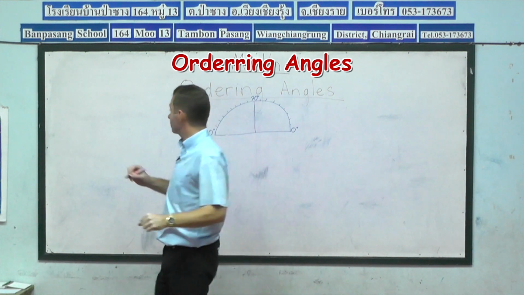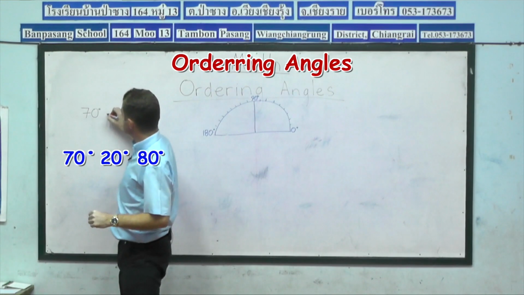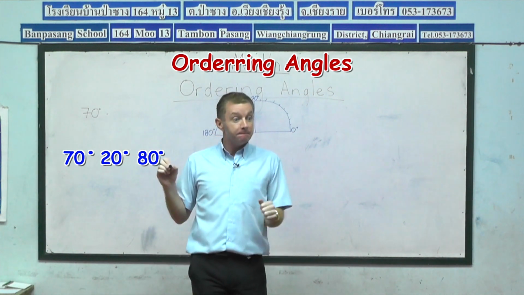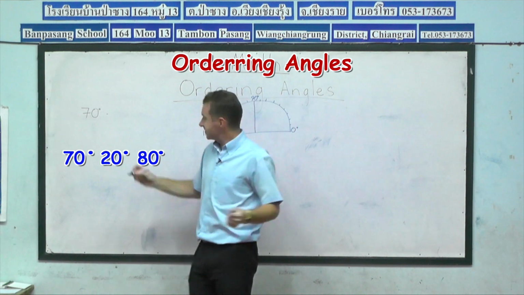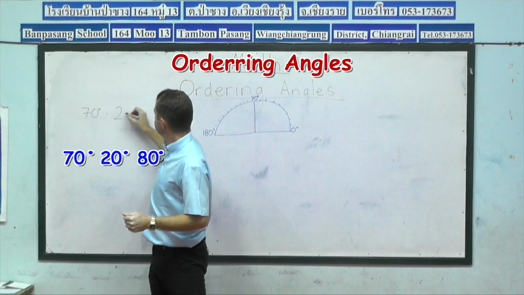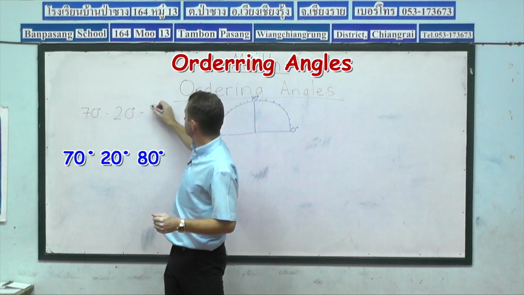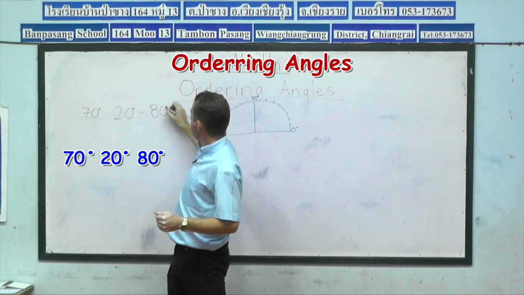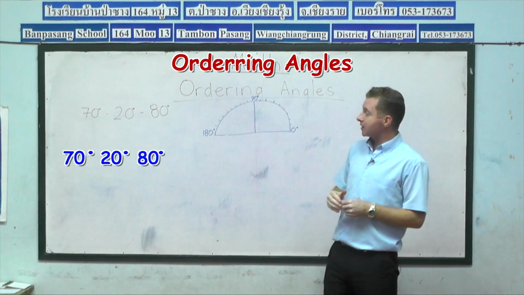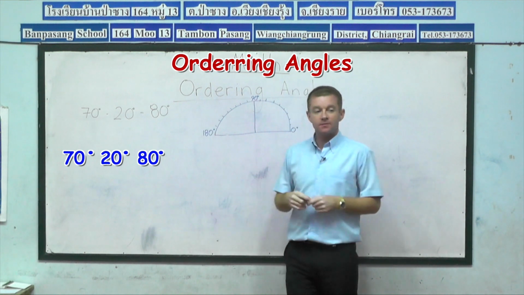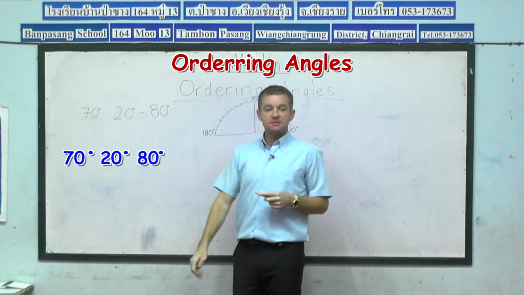70. Good start from Latgow. Okay, so we've got 70 degrees. Any more? 20 degrees, okay. And finally, we will have 80 degrees. Okay, so we've got 3 acute angles, 70 degrees, 20 degrees, and 80 degrees.